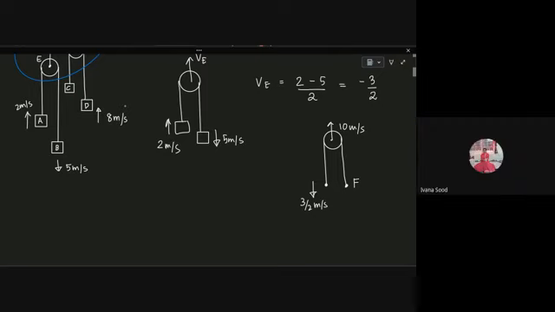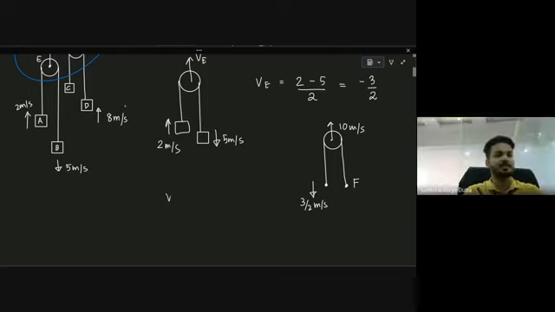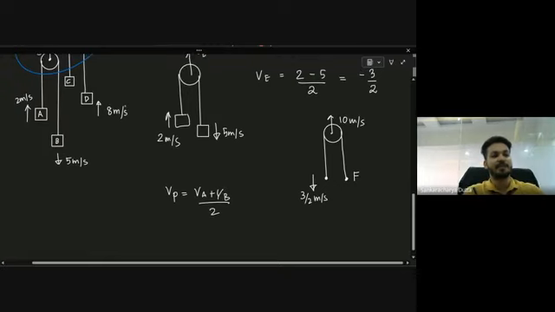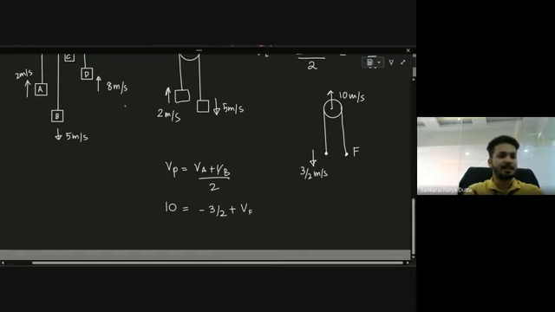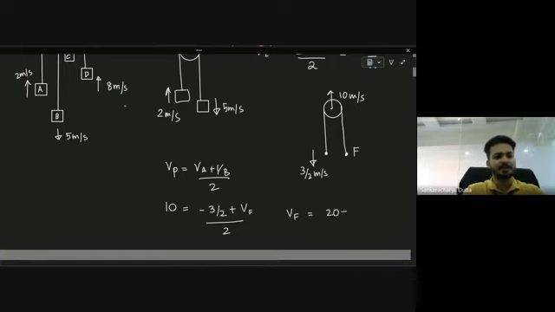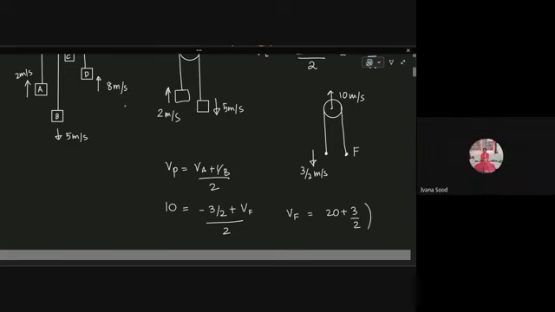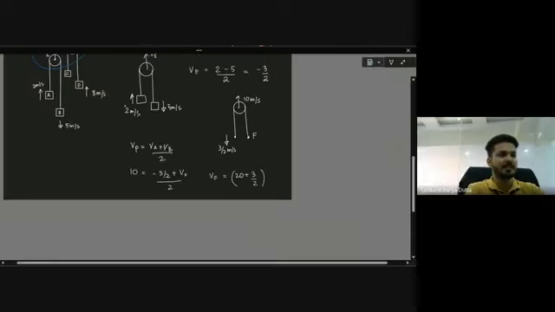Yes, sir. It should be velocity VC plus 8 meter per second by 2. So we'll again use this formula. Velocity of pulley is the velocity of end A plus velocity of end B by 2. So velocity of pulley is 10. Velocity of A is minus 3 by 2. Velocity of B, well, I don't know, VF we'll put, and divided by 2. From here, the velocity of the pulley F comes out to be, I think, 20 plus 3 by 2. Yes, sir. This comes out to be 20 plus 3 by 2.